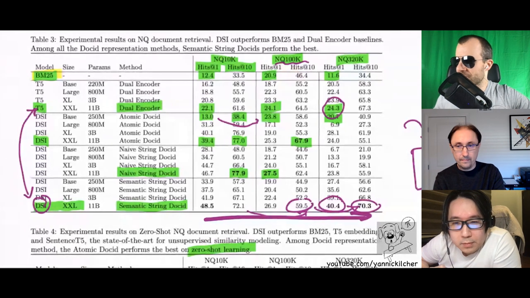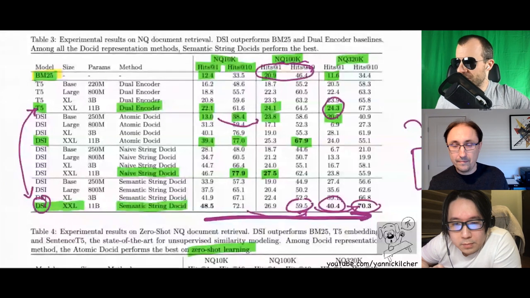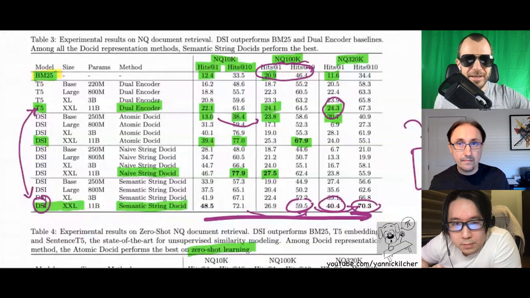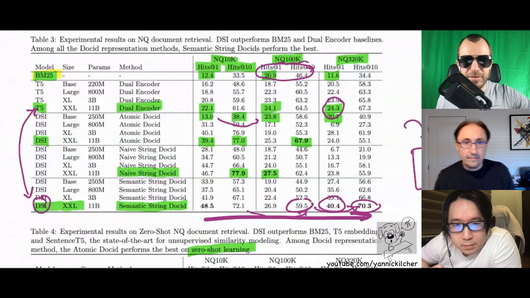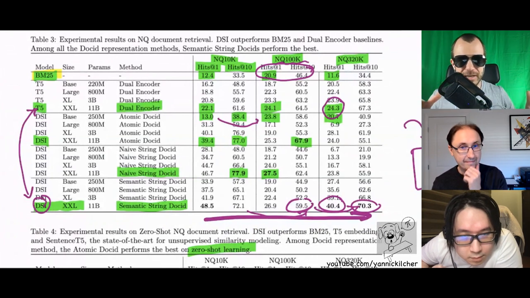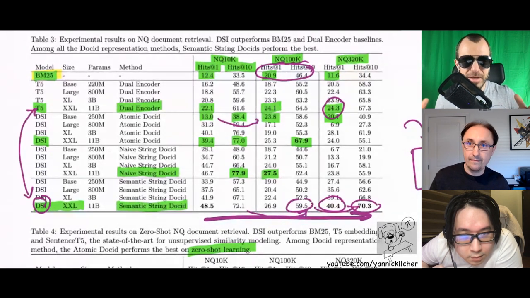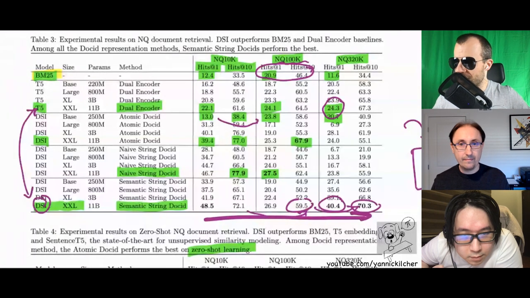I have to ask, it's a detailed question, but this NQ100K dataset seems to be a little bit out of place. Like, the numbers are just kind of off. It looks really good with the 10K dataset and the 320K dataset. You can see things either get better or worse, maybe as you'd expect. But then the 100K dataset, for example, the BM25 is all of a sudden a lot better.